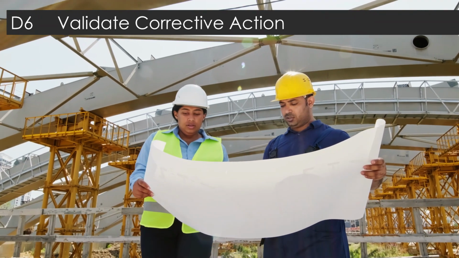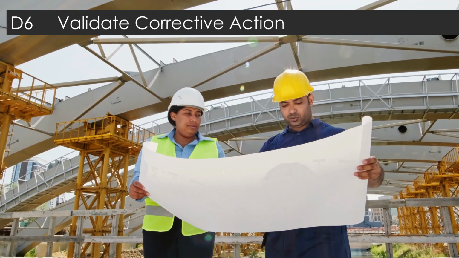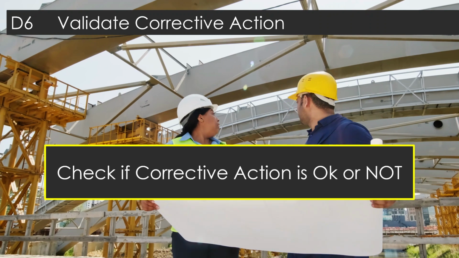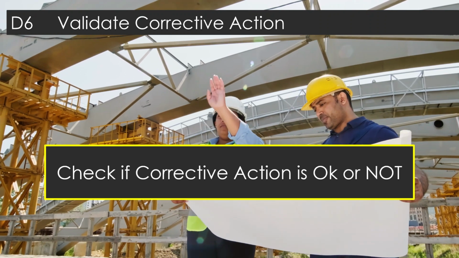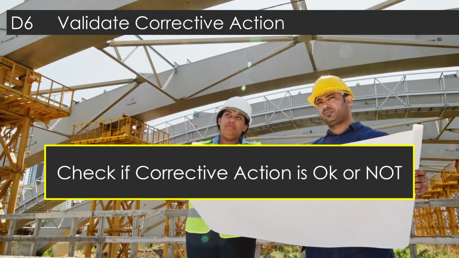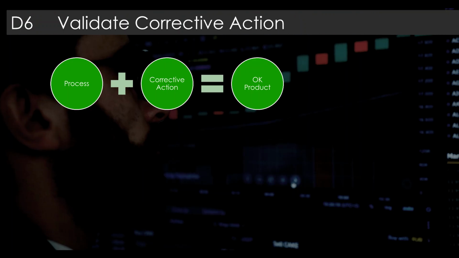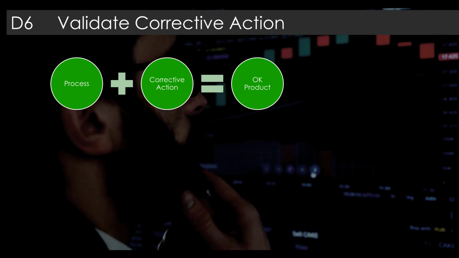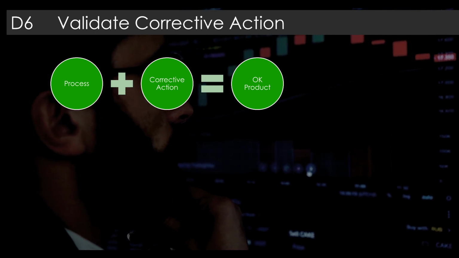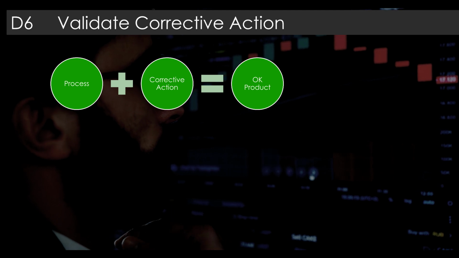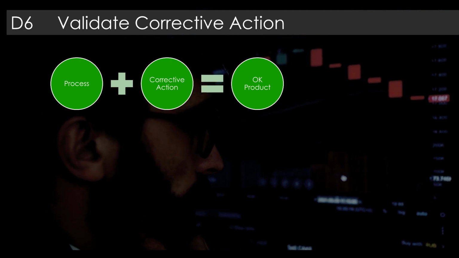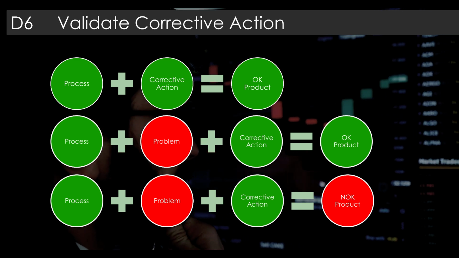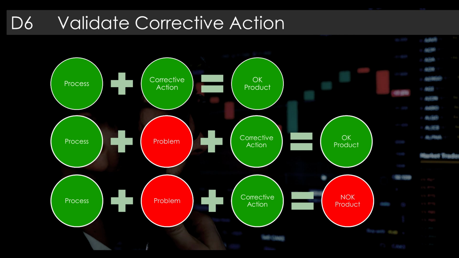D6. Validate permanent corrective action. Validating the corrective action is essential to verify whether it is adequate or not. It is to guarantee the countermeasures are sufficient to prevent the problem from reoccurring. To do so, you first need to verify if the process or the products are working okay with the countermeasures taken. If step 1 passes, a way to validate the corrective action is to recreate the problem. For instance, remove the countermeasure and verify if the problem reoccurs.